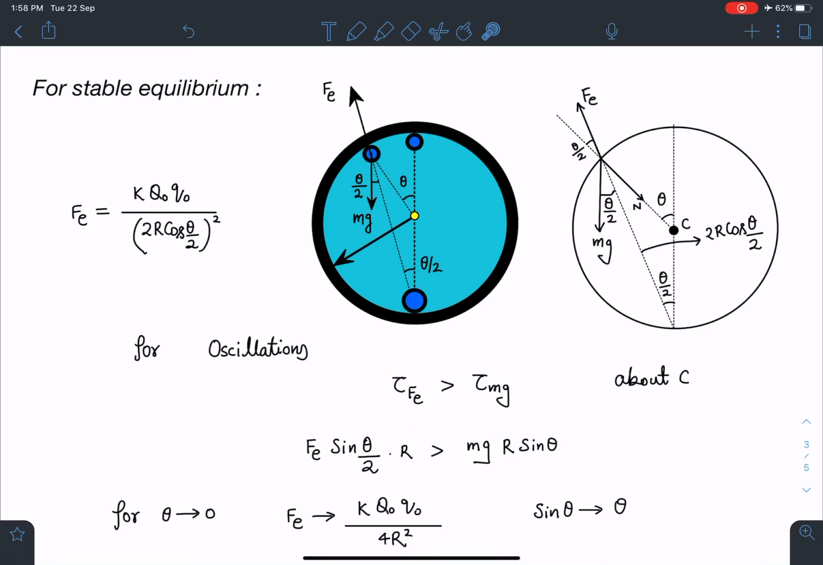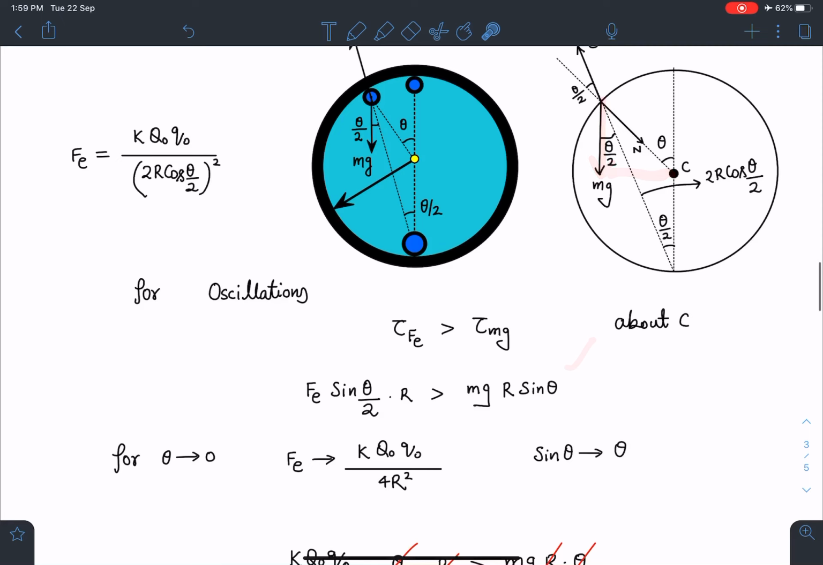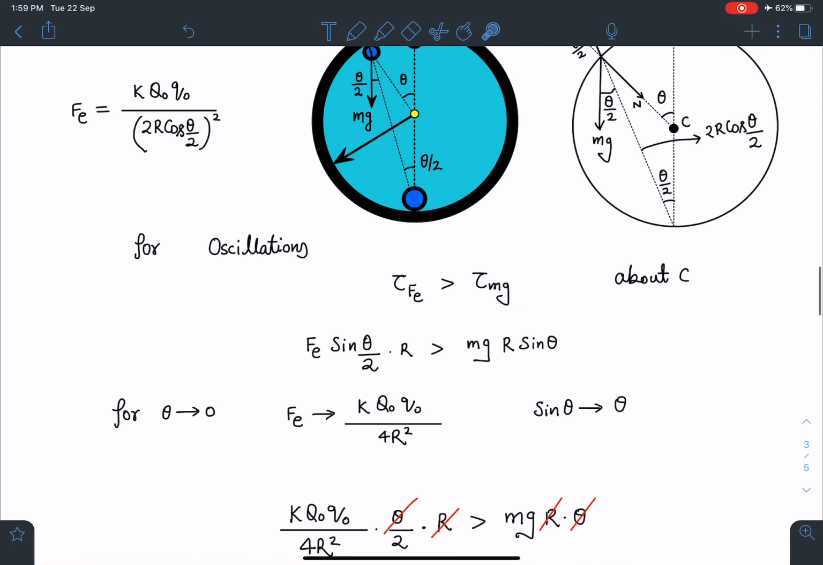So here you can say the component of Fe along the tangent is Fe sin(theta/2). So it will provide a torque of Fe sin(theta/2) into R, and that should be more than the torque of mg, which is mg into R sin theta. So when I apply this for a small theta, I can take sin theta equal to theta. I'm just disturbing it. These angles are very, very small. And when theta is tending to 0, cos theta is almost 1, so we can take it as 1 here.